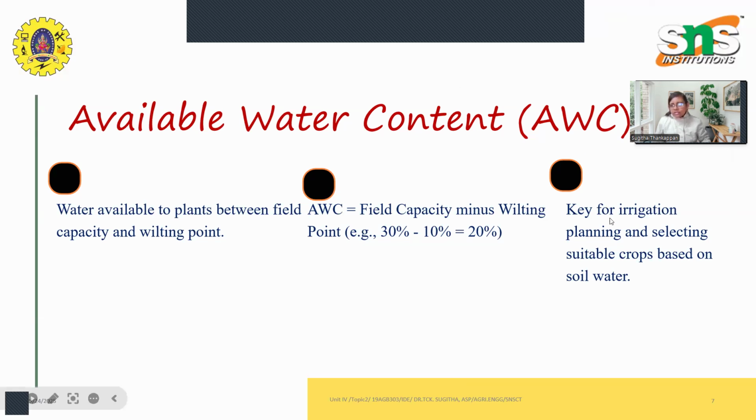So these factors are key for scheduling irrigation and selecting the crops based on the available soil water, especially for dry land farming or in dry tracts where people always depend upon the rainfall for cultivating the crops.